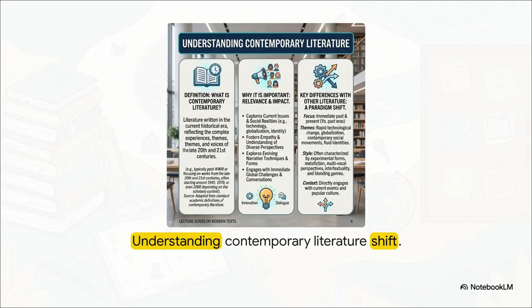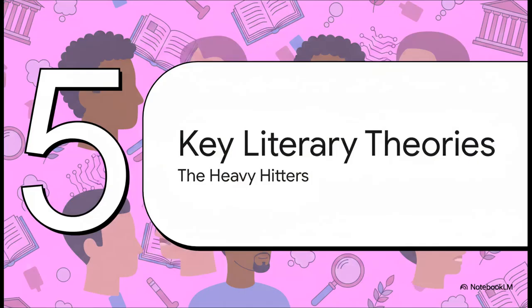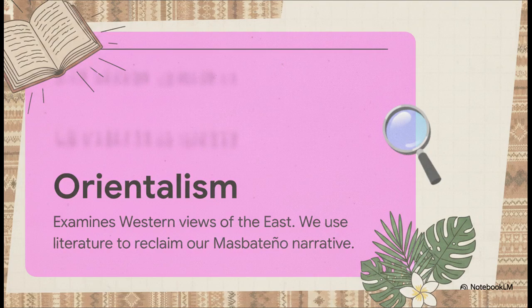But most importantly, it values diverse perspectives and inclusivity over the old idea that there is only one single universal truth. To really grasp those diverse perspectives, we turn to Section 5, Key Contemporary Literary Theories. These are the heavy hitters. First up, we have Edward Said. Back in 1978, Said introduced the theory of Orientalism, which deeply examines how Western cultures often misrepresent Eastern cultures.